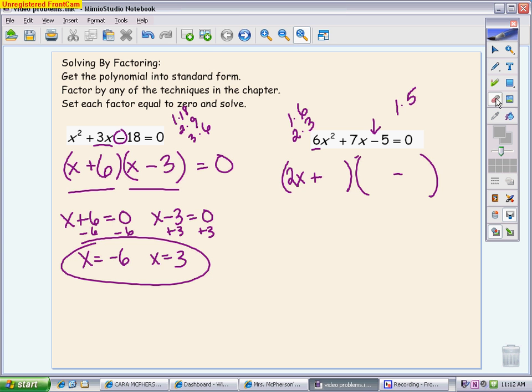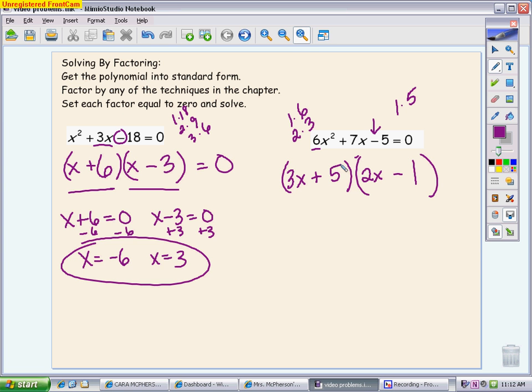Erase this a little bit here. We're going to want this to be positive times a positive. So we're going to do 3x times negative 1, and then the 2x times 5.